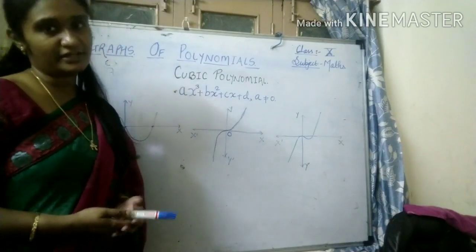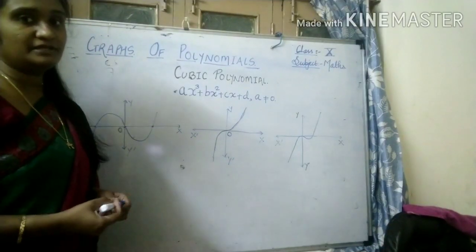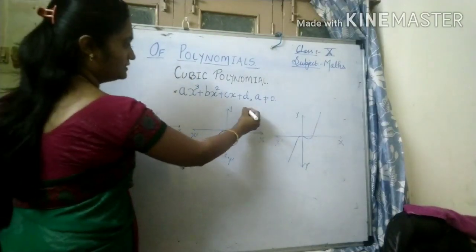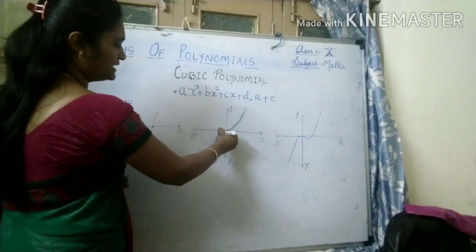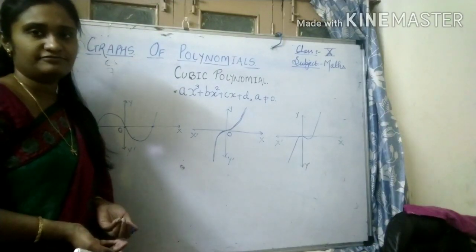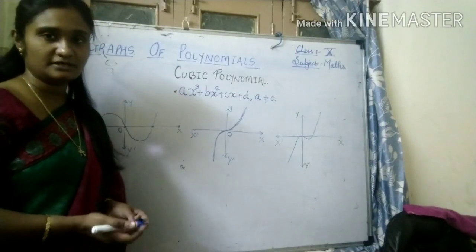So let's understand what the graph of the cubic polynomial will be. Remember, when you draw a graph for a cubic polynomial, it will be a freehand curve. It means you can draw the graph freely. There is no specific shape for it. It will be a normal freehand curve which you can easily draw on the graph paper.